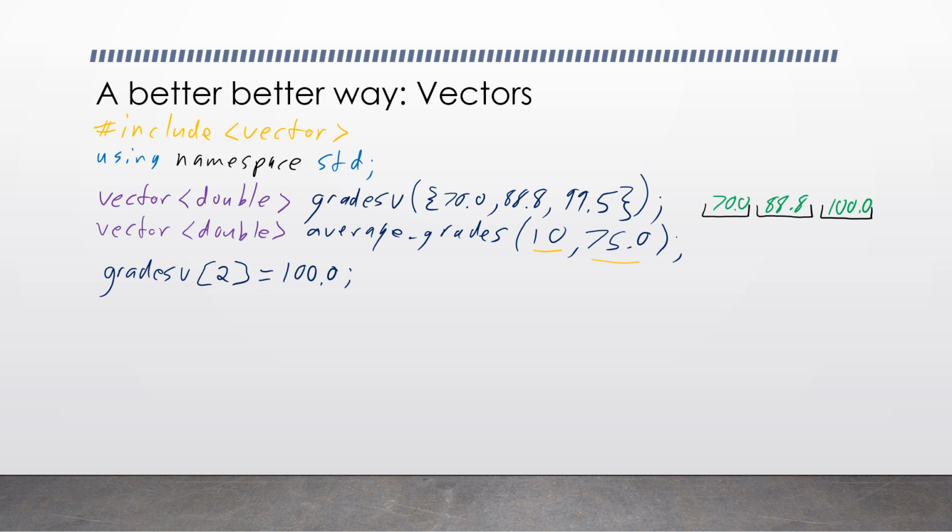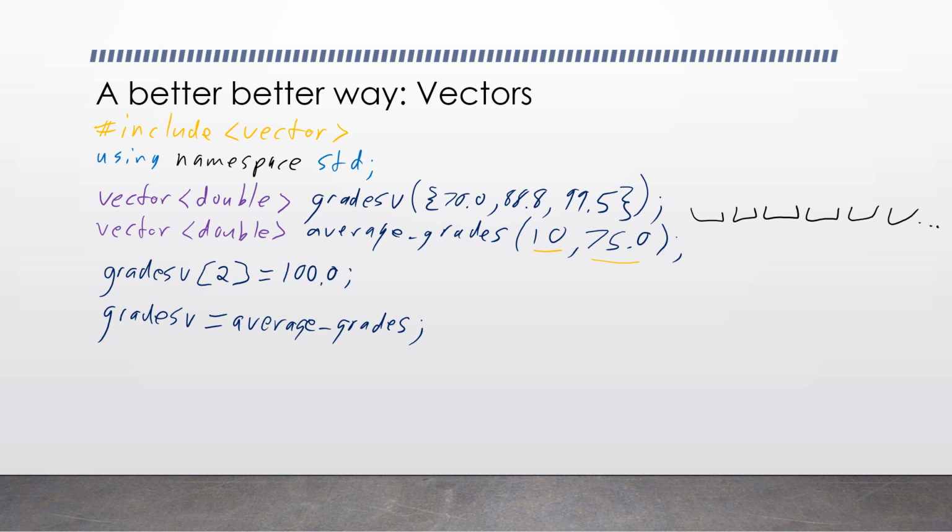What you can do that's different here is you can now say grades_v equals average_grades, and it will actually copy those 10 75s into grades_v, and it'll wipe out everything we had there to begin with and fill it up with 10 black boxes, each holding a value of 75.